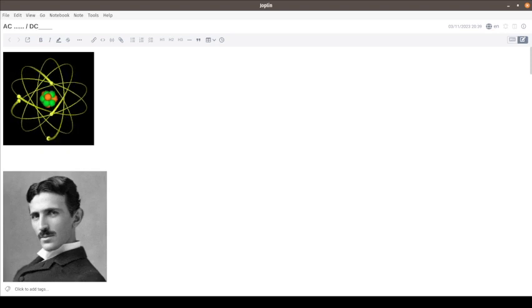So let's start with the beginning: what is current? First of all, we know AC and DC are types of current that flow inside the conduction, or you can say conductor material. What is current? Current is electric charges, which you can see in the first GIF, or moving picture, that has electrons and a nucleus, and these electrons are just moving here and there. Of course, you know that.